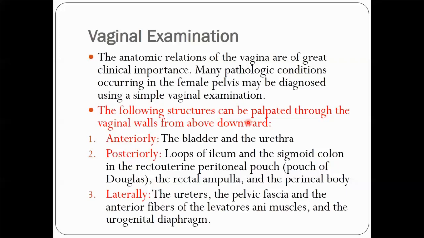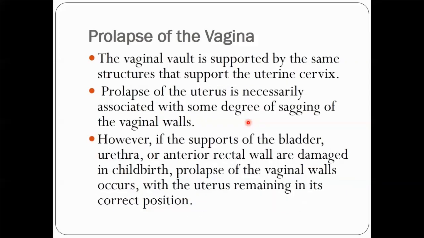ileum and the sigmoid colon in the recto-uterine pouch. Also, the rectal ampulla and the perineal body can be palpated. Laterally, the ureters and the pelvic fascia, levator ani, and urogenital diaphragm. All these structures can be palpated through the lateral wall of the vagina.